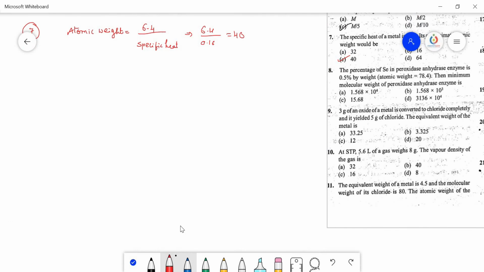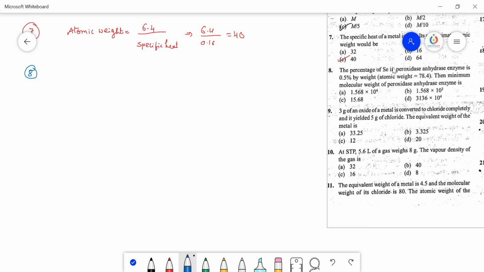So let's try to solve another question, question number 8. The percentage of selenium in peroxidase anhydrase enzyme is 0.5% by weight. Atomic mass of the selenium is 78.4. Then the minimum molecular weight of peroxidase anhydrase enzyme is. So here, just like the sulfur question we solved earlier, it is a similar question.